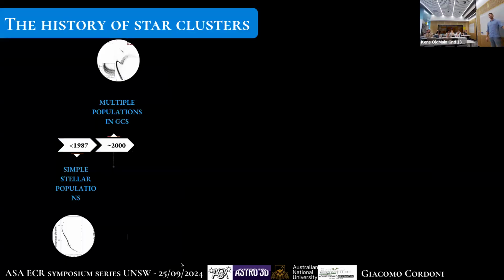And so, okay, this is where we are. In the early 2000s, let's say, we realized that globular clusters are much more complex. We have multiple star formation episodes. The punchline is that after more than 20 years, we still don't know how these populations formed. So we have some ideas, we have competing scenarios, but there is still no agreement. So we don't know how these populations formed.